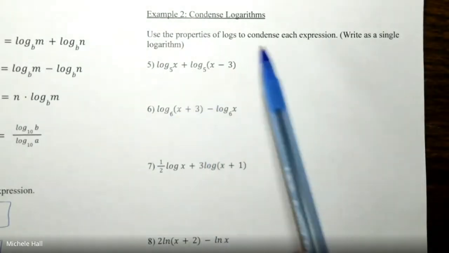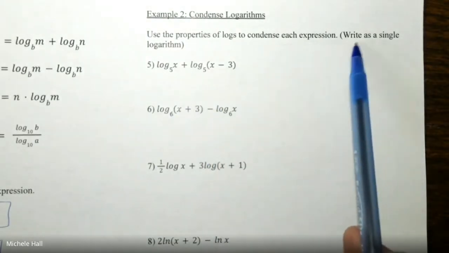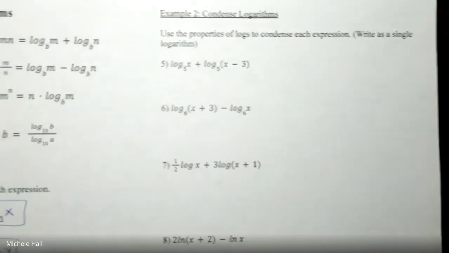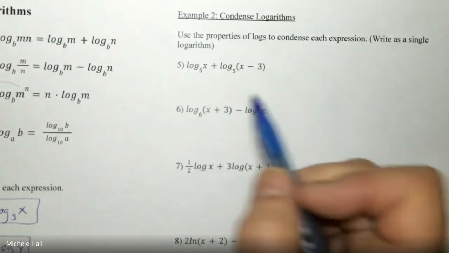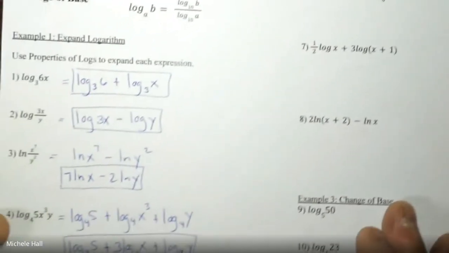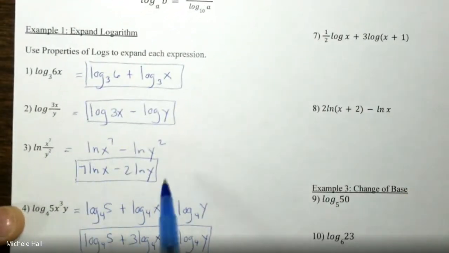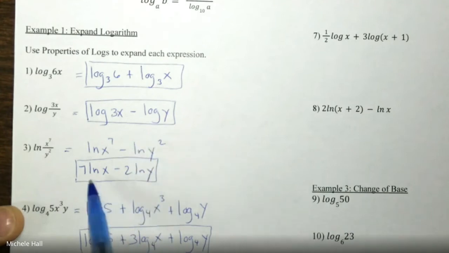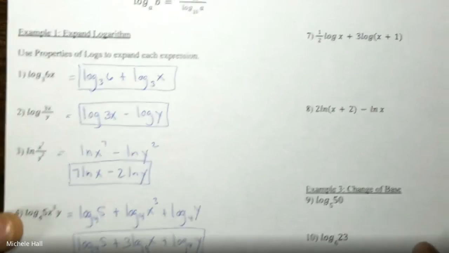Use the property of logs to condense each expression, write as a single logarithm. Okay, there's nothing in front. You're working backwards. Notice that when we were expanding these out, the power rule always came last. So that's what I should be looking for first. Is there a power rule? And then put it back together.